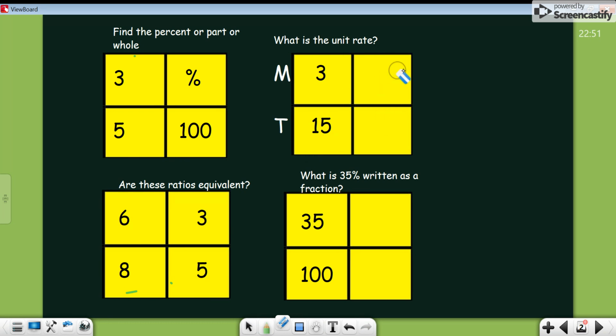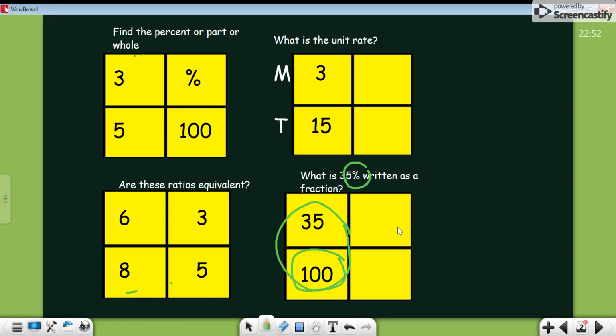Okay, and then you can also use this proportion box to find out what is 35% written as a fraction. Here we know that percent is a special fraction over 100. 35% is never going to be 1 over 35. It's never going to be 3 over 5. 35% is 35 over 100, and then we look to see if there's any common factors.